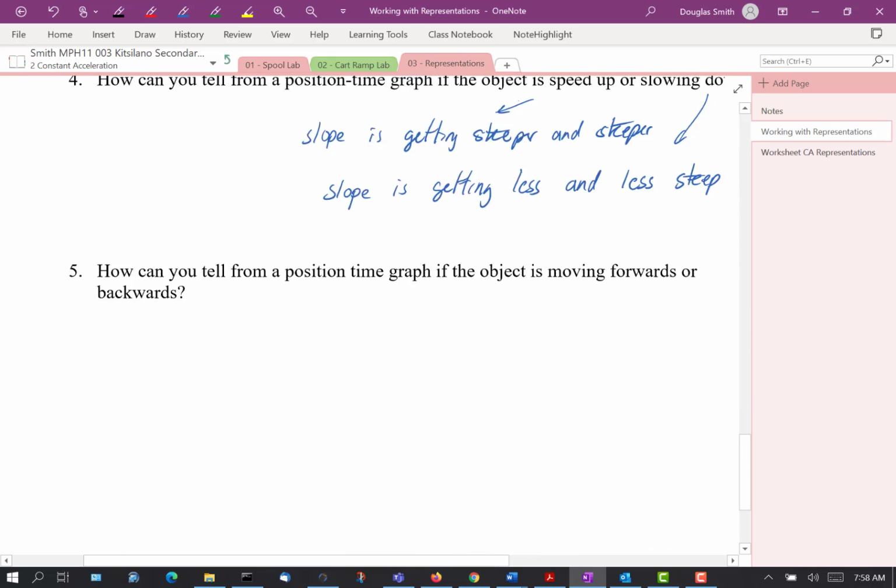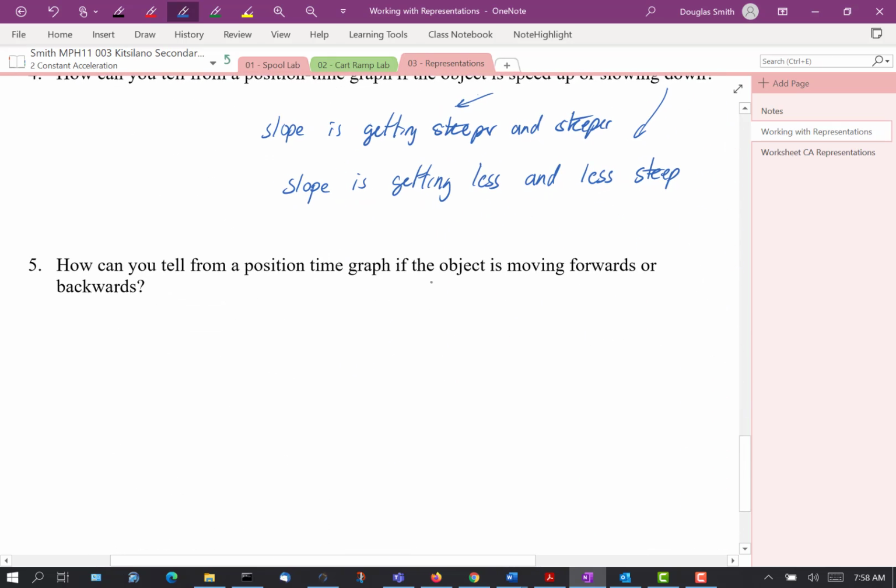And then the last one is, how can you tell from a position graph if the object's moving forwards or backwards? If delta x is positive, it's forwards. If it's negative, backwards. Or we could also say, is the graph trending upwards?